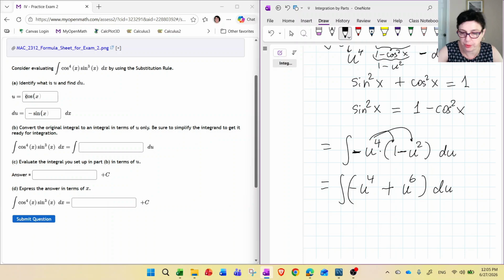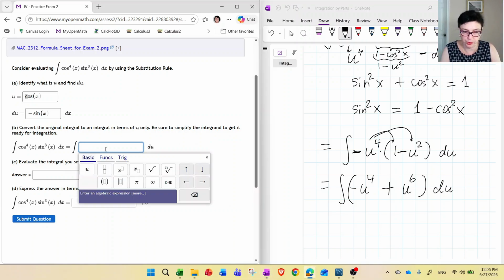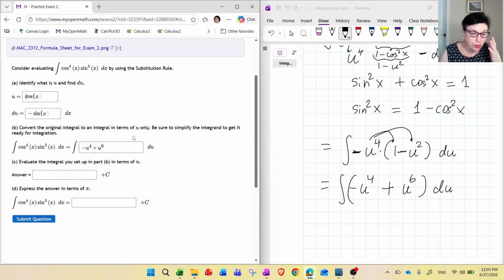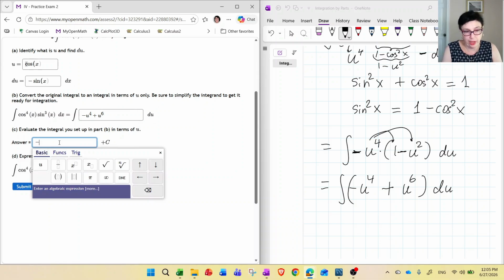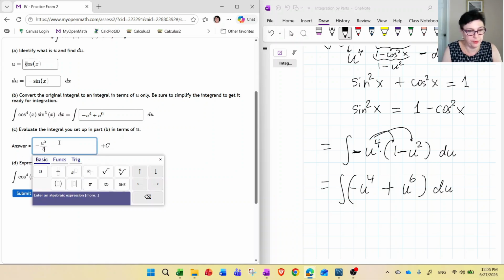Okay, so now we are ready. We converted our integral in terms of u only, which is great. Next, we are going to just evaluate it, which is super easy because this is just the regular power rule for integrals. So we add 1 to the power. We get u to the power 5 divided by 5, and this is going to be u to the power 7 divided by 7.